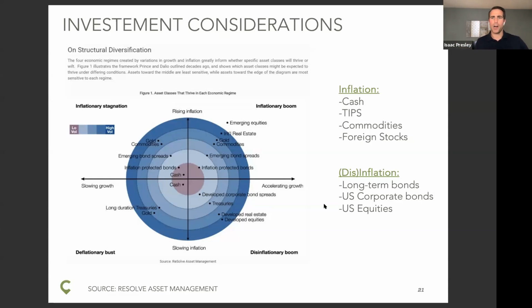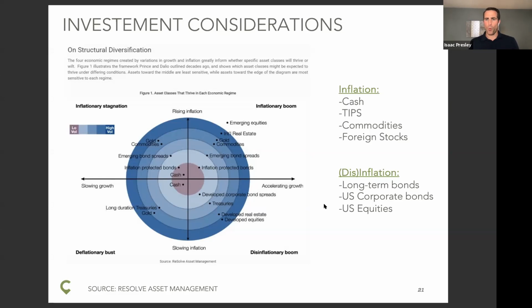So I would hone in on this inflation versus disinflation bucket. Cash, because it's a very short-term investment, actually can do okay in an inflationary environment. If interest rates are going up, your cash adjusts to those new interest rates. Then TIPS, which are inflation protected bonds, essentially, and commodities. And then as it relates to the US dollar, which oftentimes can impact inflation, foreign stocks, all else held equal, if the US dollar is depreciating relative to other currencies, foreign stocks should outperform US stocks.